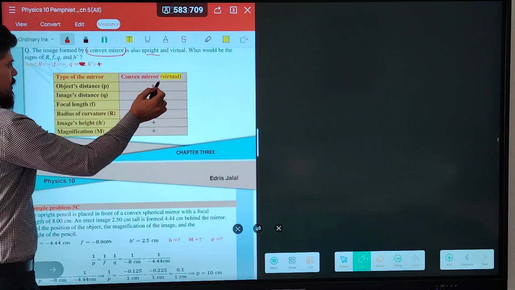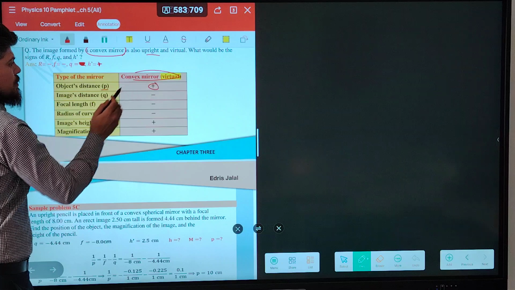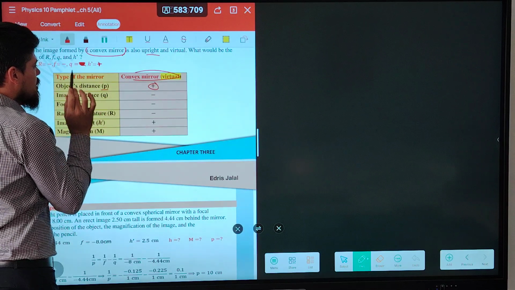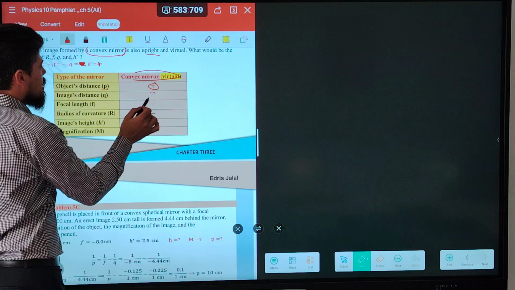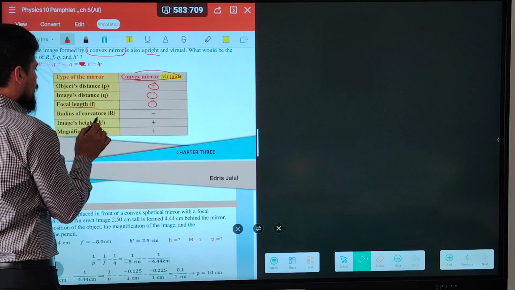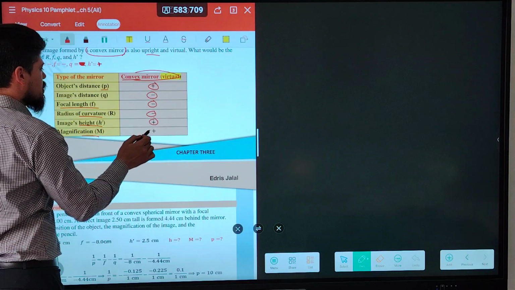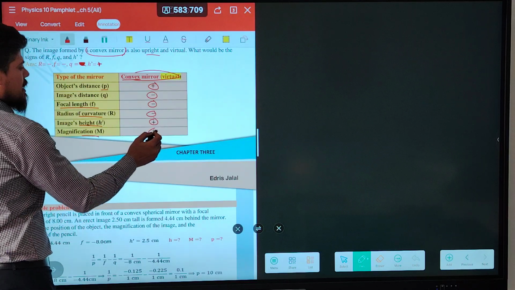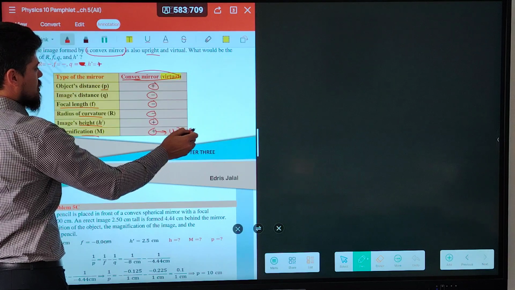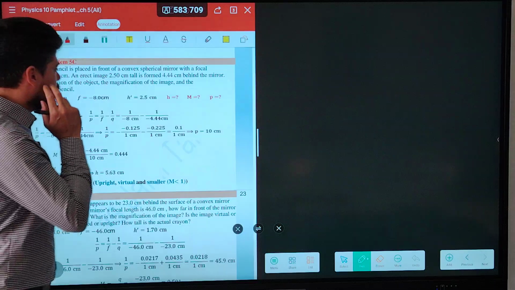Types of the mirror and convex mirror. Object distance is always positive in both types, concave and convex. In both types, P is positive. Image distance in convex is negative. Focal length, negative. Radius of curvature, negative. Image height, positive. Magnification, positive. What does the positive sign indicate for magnification? It means that the image is upright, always. The image is upright. Look at sample problem 5C.